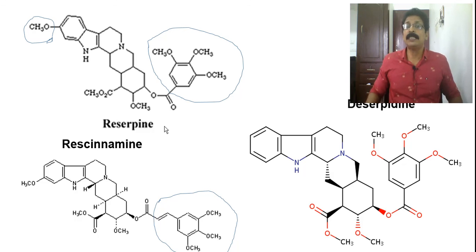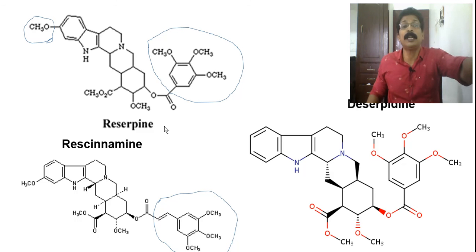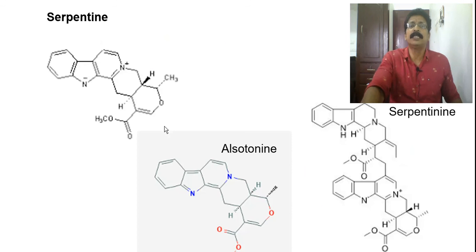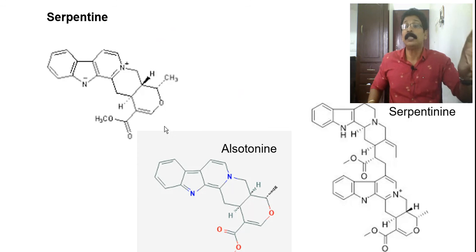It is a cinnamic acid derivative in between the structure when it is clubbed. And you can also see deserpidine has a very slight difference from reserpine, only the OCH3, which I have put a circle around. The OCH3 in reserpine is not present in deserpidine. So these three have similar structures which you can easily study. And also serpentine, alstonine and also serpentinine. Serpentine, you can see, has the same structure but without the side chain.